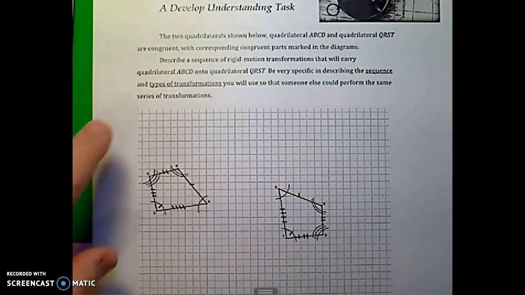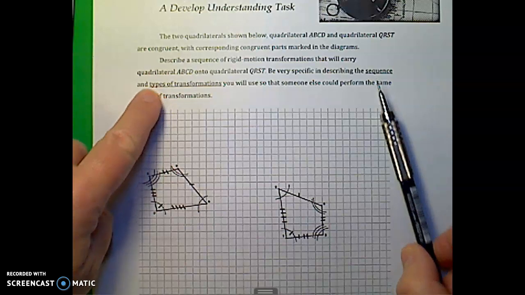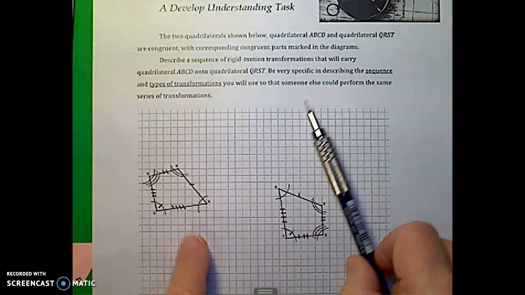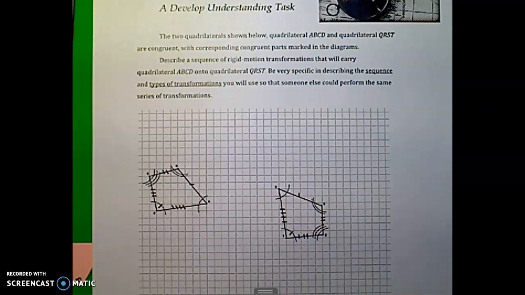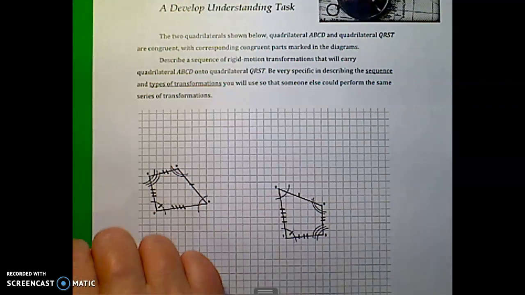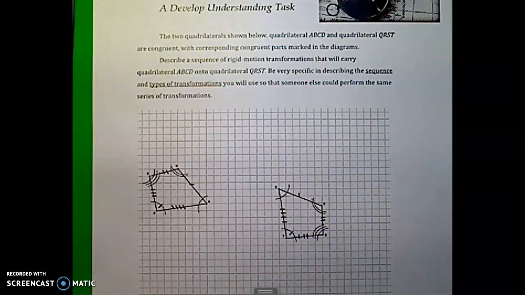So we need a specific sequence of transformations to make that happen. You want to be able to describe these so that someone else can perform the same series of transformations and make that happen. Basically, what we're doing with these transformations is proving that the marked parts are congruent. Kind of like with the tessellations we created with some transformations involved, the repeated use of that shape over and over illustrates the congruency there.